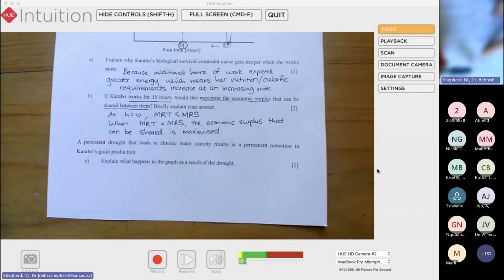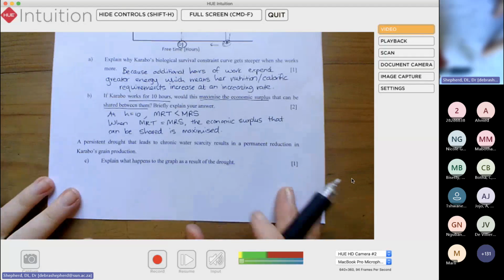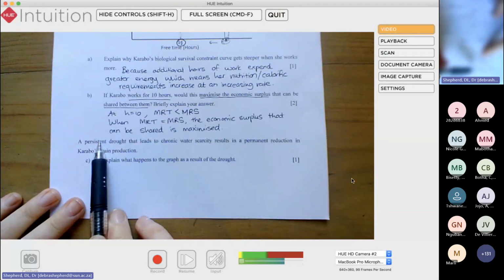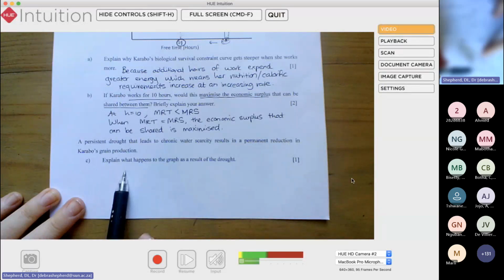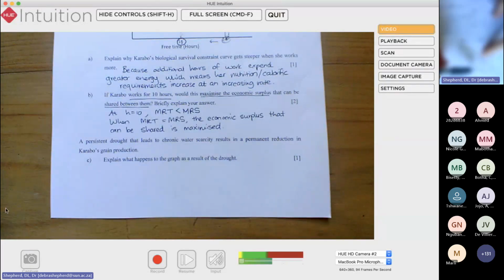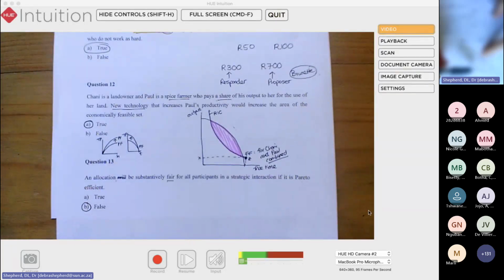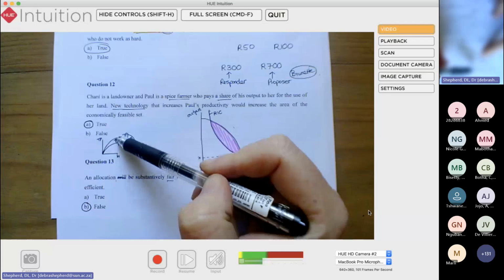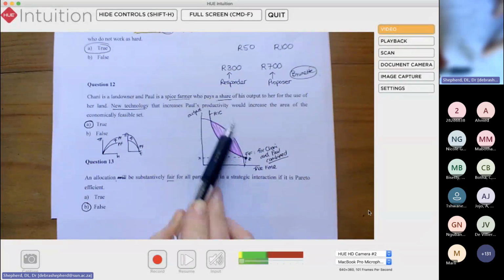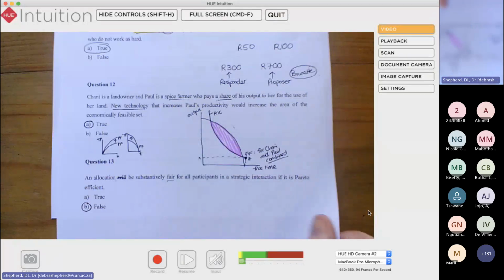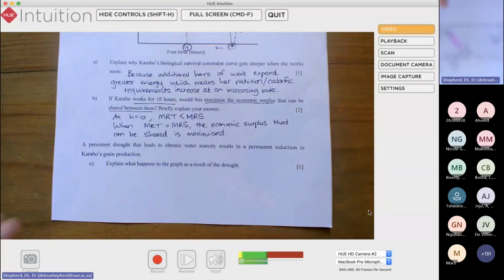So C says, explain what happens to the graph as a result of a drought. So there's a persistent drought that leads to chronic water scarcity, and there's a permanent reduction in grain production. So what would happen to the graph as a result of the drought? The result is going to be exactly the opposite of what we saw earlier when we looked at increased productivity. When there was increased productivity, we saw that the feasible frontier would expand, and that would increase the economically feasible set. The opposite is going to be true with the drought.